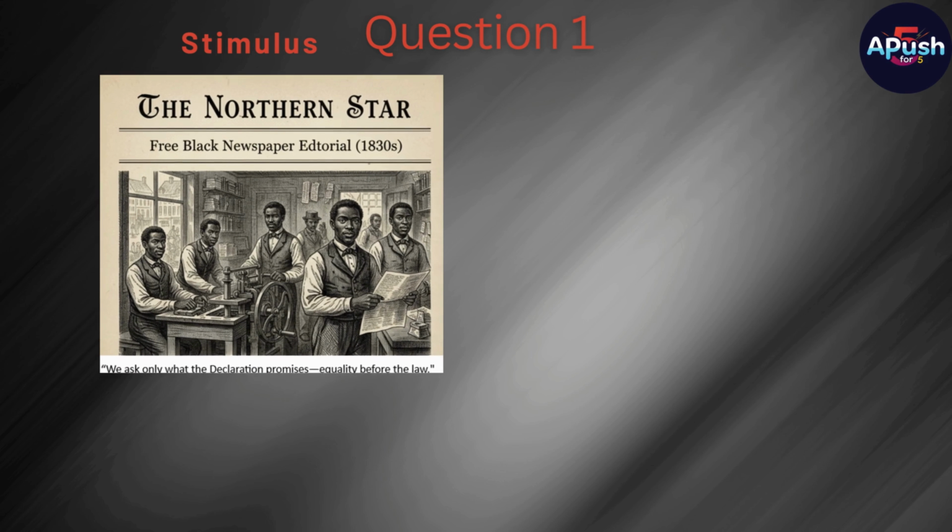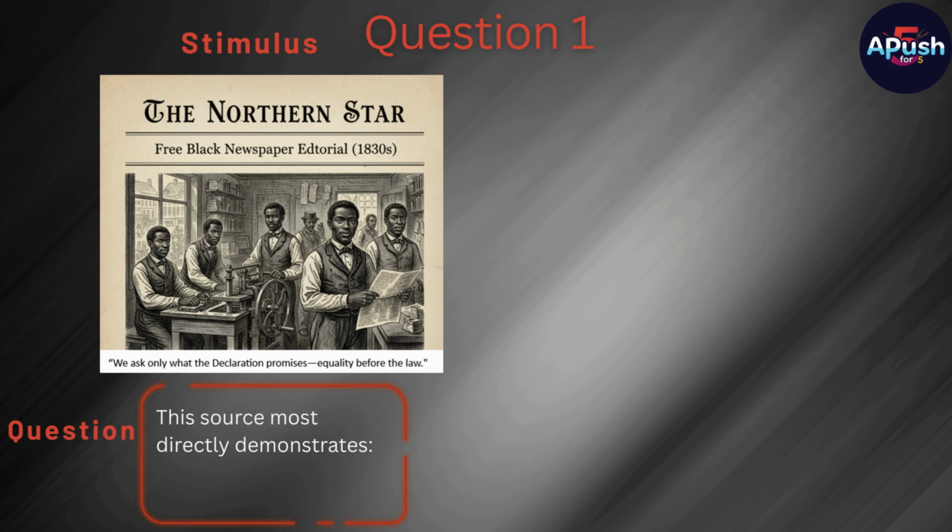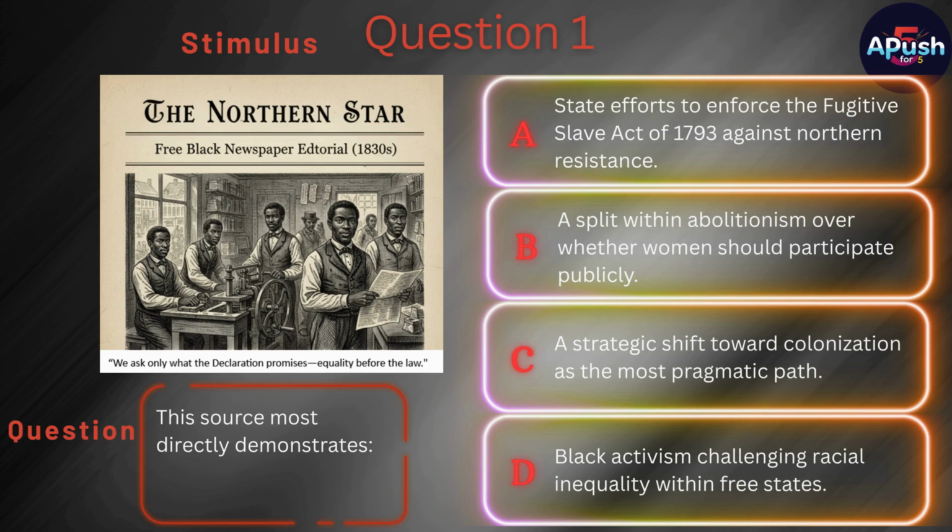Question 1. Stimulus. Free black newspaper editorial, 1830s. We ask only what the Declaration promises: equality before the law. Question. This source most directly demonstrates: A. State efforts to enforce the Fugitive Slave Act of 1793 against Northern resistance. B. A split within abolitionism over whether women should participate publicly. C. A strategic shift toward colonization as the most pragmatic path. D. Black activism challenging racial inequality within free states.